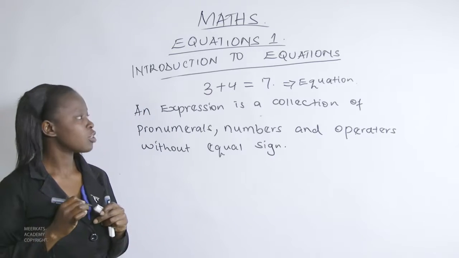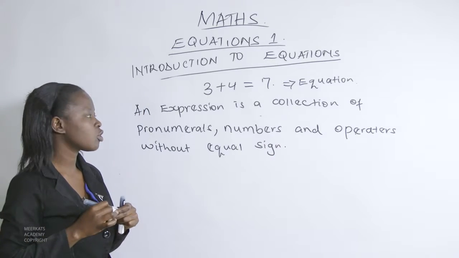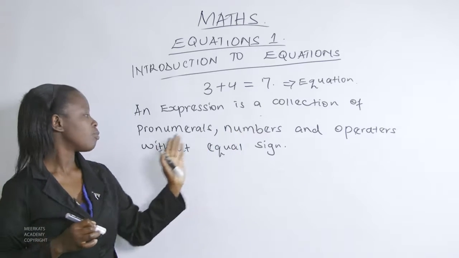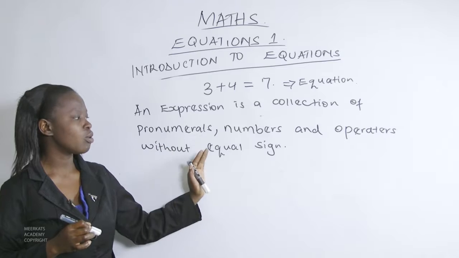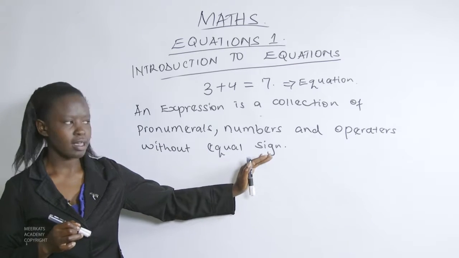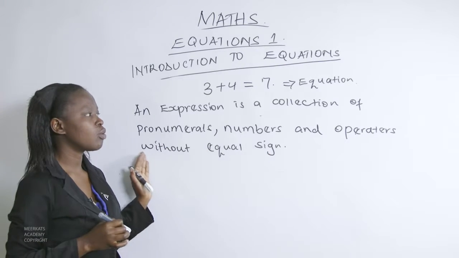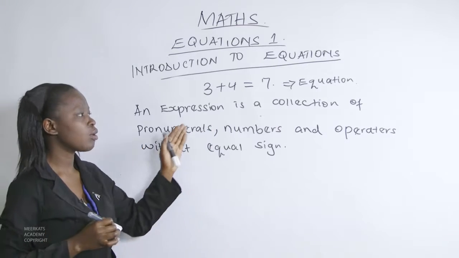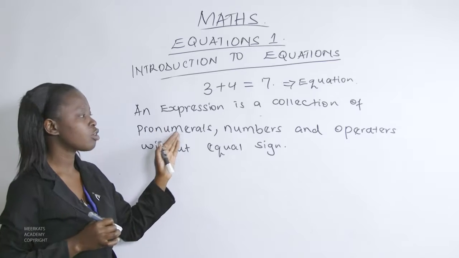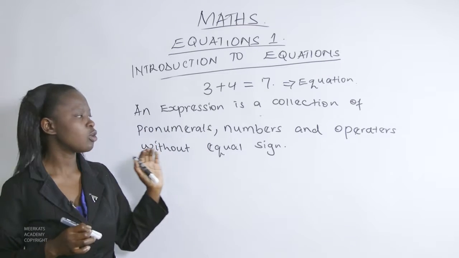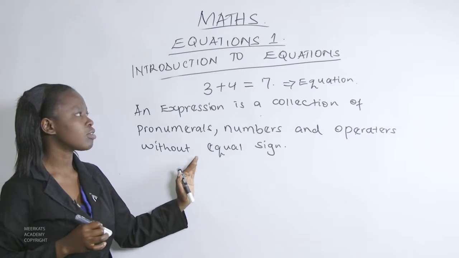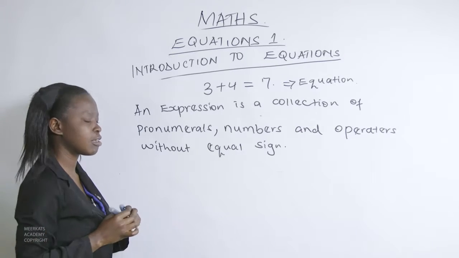So what is an expression? An expression is a collection of numerals, numbers, operators, but without an equal sign. So when we do not have an equal sign, then whatever we have is an expression. A collection of numbers, a collection of numerals, a collection of operators that have no equal sign, means that what we have is an expression.